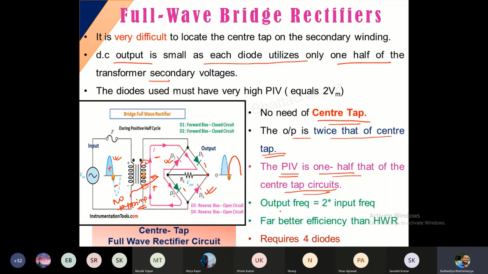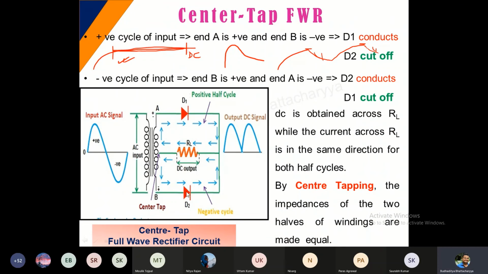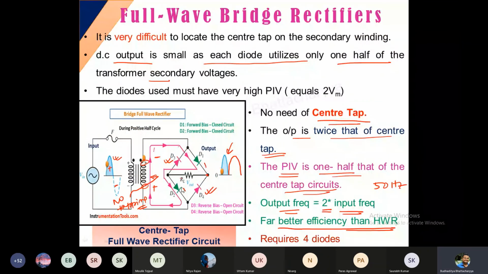Output frequency, that is the frequency of the DC that is generated, will be twice the input frequency. Suppose it's a 50 Hertz signal that you have given. So the output frequency of the DC supply will be around 100 Hertz. And far better efficiency than HWR, which is half wave rectification. The only disadvantage you might say is that it requires 4 diodes instead of the 2 diodes which were present over here. Here it was 2 diodes, whereas here there are 4 diodes which we are observing. So maybe the circuit may be a little bulkier. That's the only problem that you can address.